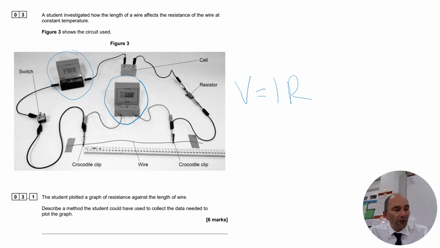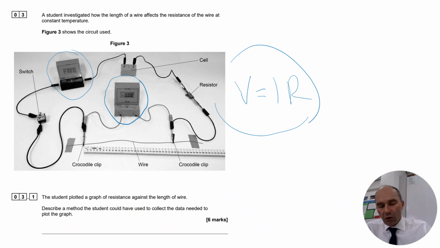Now, to get that into at least level 2, you've got to talk about how you vary the length of wire and also how you measure potential difference and current. To get the full into level 3, the full 6 marks, you need to have that full method just as I've described. Key thing which often gets forgotten about is the formula. It is important in how to produce the results, because remember the question is asking you, how did the student collect the data? Well, you can't plot the graph without having worked out the resistance, so don't forget about that bit.